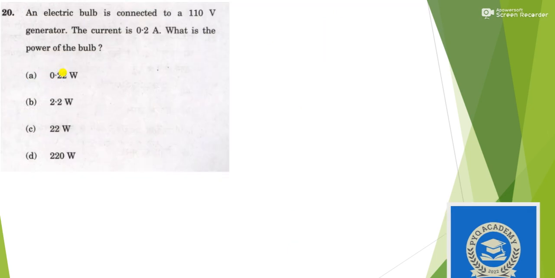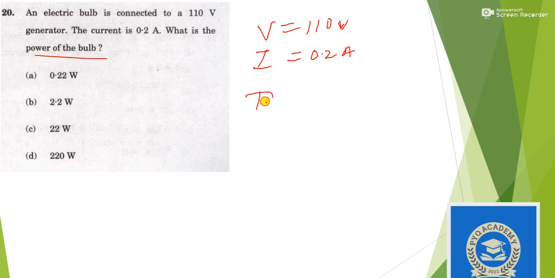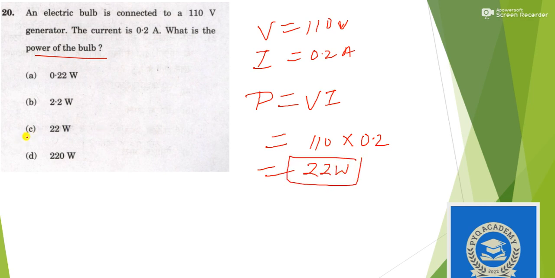Again, a simple numerical from the current and electricity chapter. An electric bulb is connected to a 110 volt generator. That means voltage is given 110, and the current I is given 0.2 ampere. So what is the power? We know the formula of power, P equals VI. So let's put directly 110 into 0.2. It is 22 watt. So it was a very simple, formula based question.